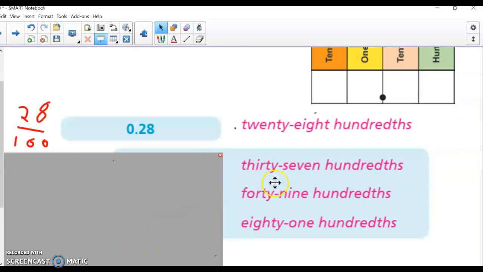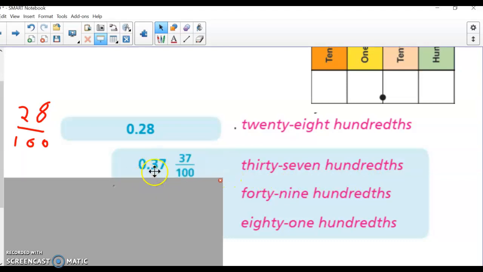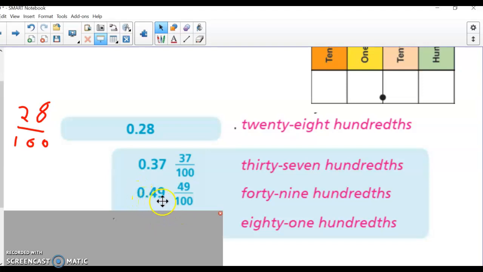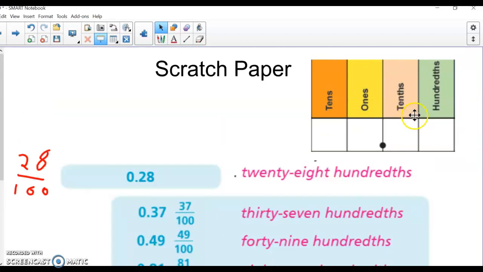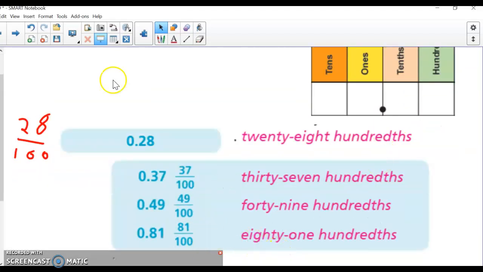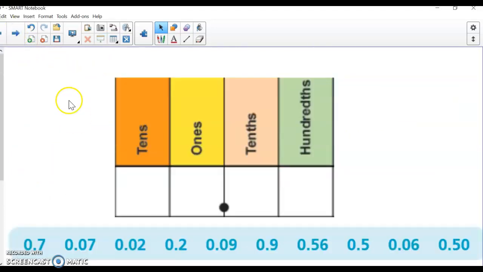Okay, try the next one now. 37 hundredths. Write it. What does it look like as a fraction? What does it look like as a decimal? Well, 37, the 7 would end in your hundredths place, and then 37 hundredths. Try it with 49 hundredths. Think about where that's going to end, right? So 0 and 49 hundredths, or 49 over 100. And last one, 81 hundredths. Yeah, 81 ending in the hundredths place here, right? And 81 over 100. Okay.